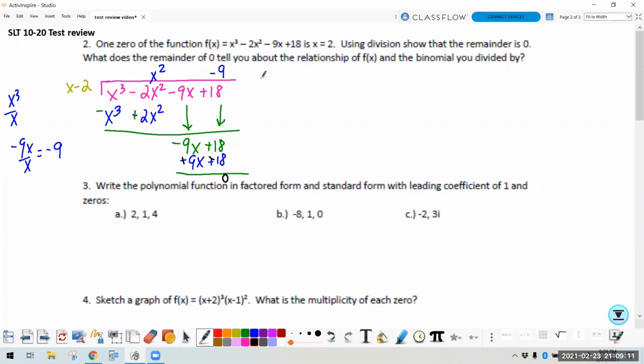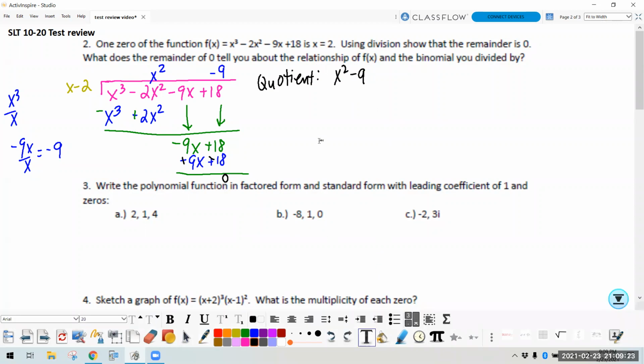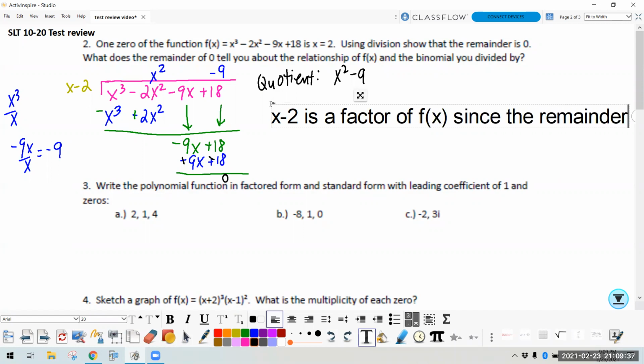My quotient is x squared minus 9. What does the remainder of 0 tell you about the relationship between f of x and the binomial x minus 2 that we divided by? X minus 2 is a factor of f of x since the remainder is 0. X minus 2 divided evenly.